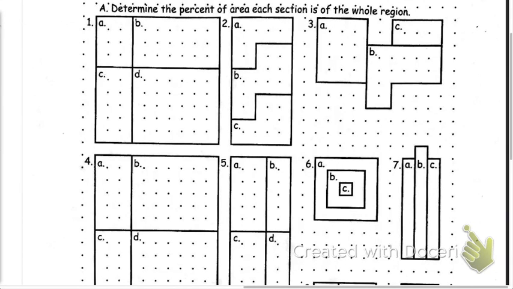This assignment says to determine the percent of area each section is of the whole region. And remember, percent means out of 100. I'll start out on number 1 by figuring out how many small squares are in the whole entire region.